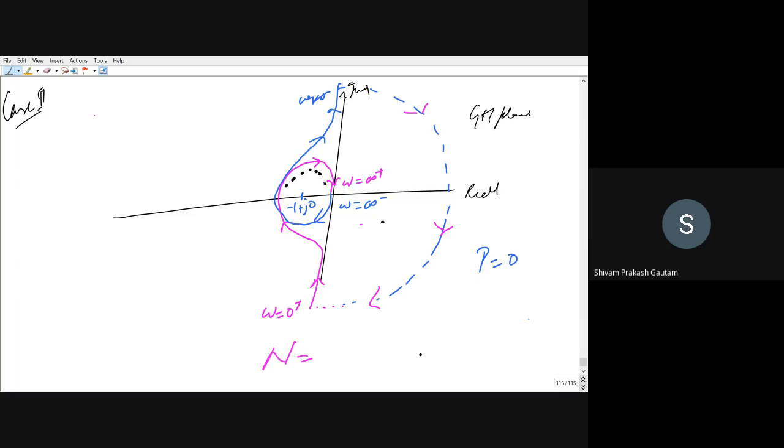This is the smaller circle. See the direction. It is going in clockwise direction, right? So minus 1. Clockwise means minus 1. Anti-clockwise means positive. Now see the bigger circle.